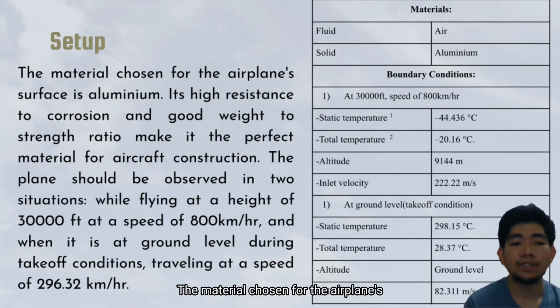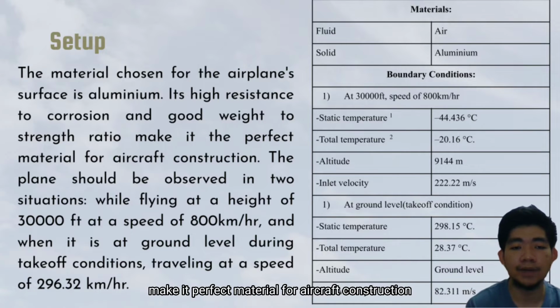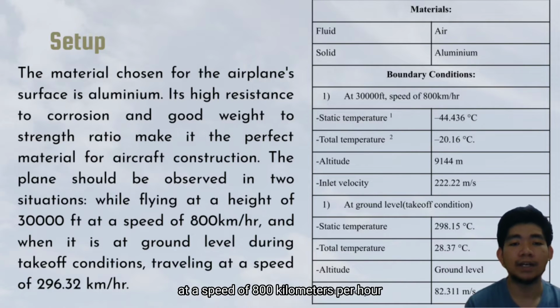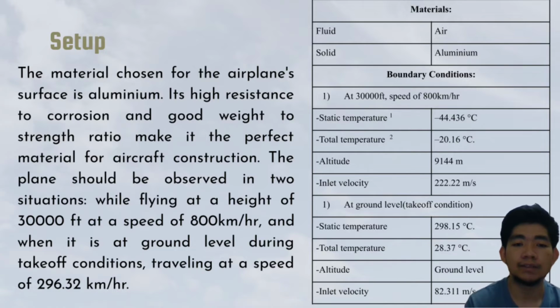The material chosen for the airplane surface is aluminium. Its high resistance to corrosion and good weight to strength ratio make it perfect material for aircraft construction. The plane should be observed in two situations. One, while flying at height of 30,000 feet at a speed of 800 km per hour, and two, when it is at ground level during takeoff condition travelling at a speed of 296.32 km per hour.